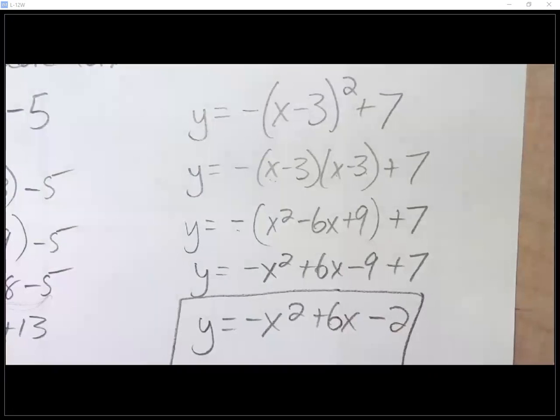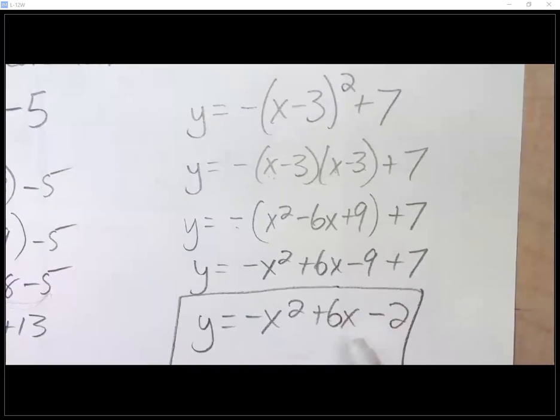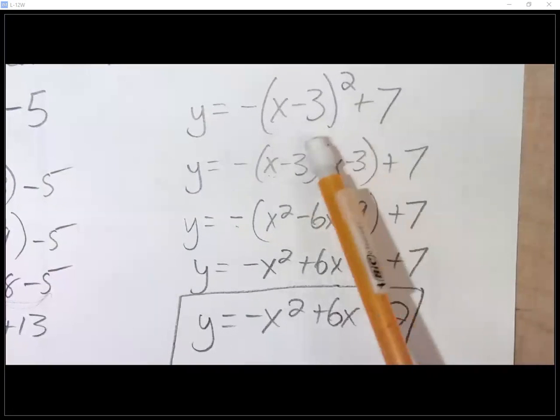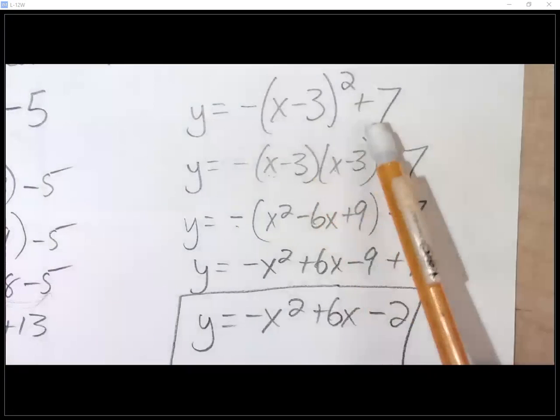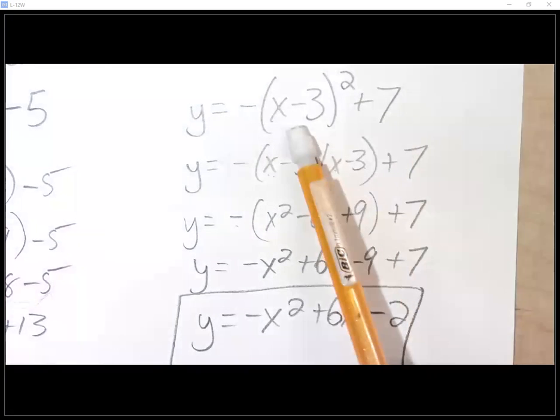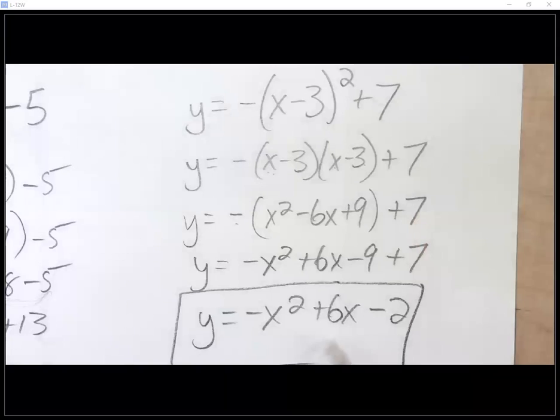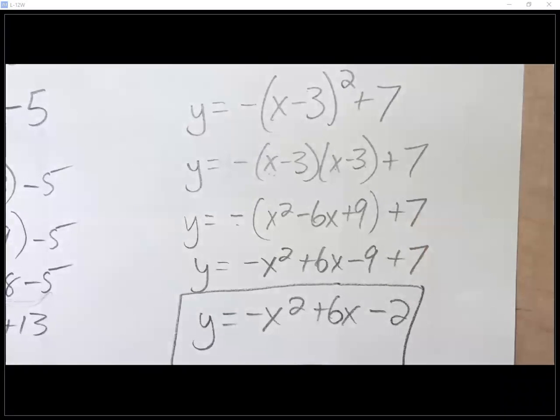You could also super check yourself if you wanted. You could find the vertex of this thing. See, I know looking at the beginning, the vertex is at (3, 7), right? So I could do -b over 2a and see, does it get me out (3, 7)? So anywho, there's that.